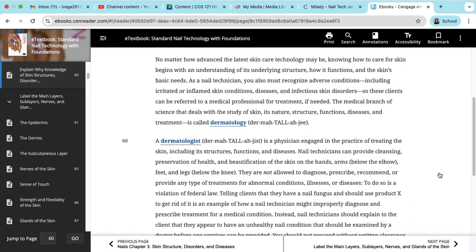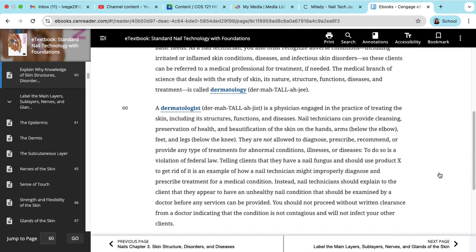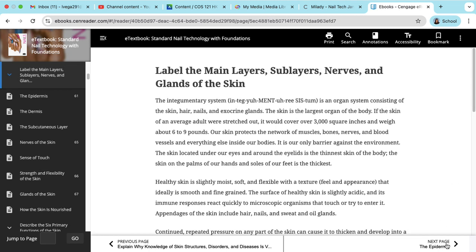Let's start with the term dermatology. It's the medical branch of science that deals with the study of skin, its nature, structure, functions, disease, and treatment. A dermatologist is the doctor that treats the skin. So let's talk about the skin, its layers, nerves, glands, and sublayers.